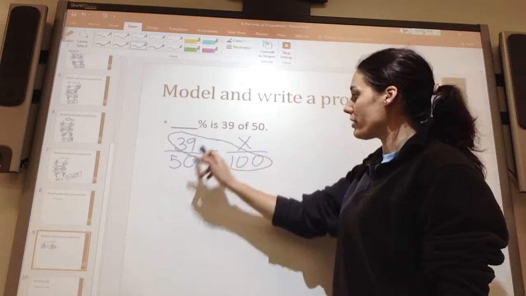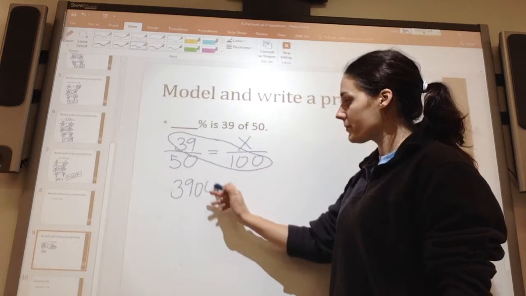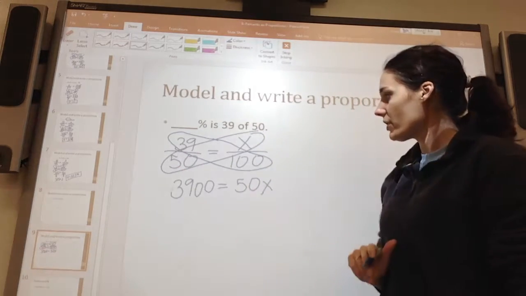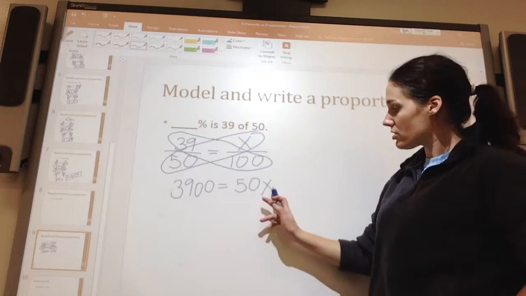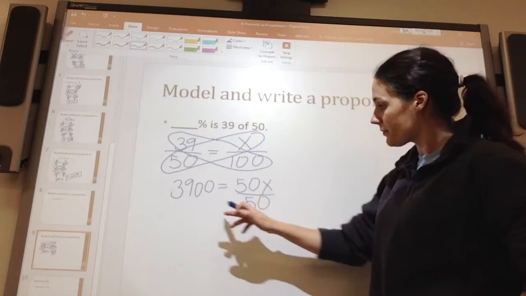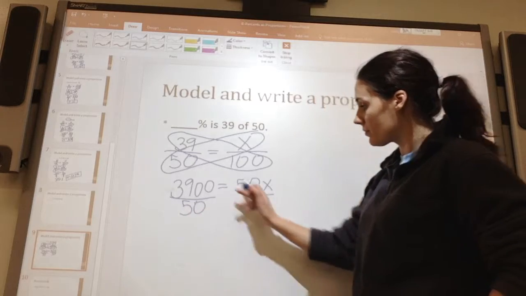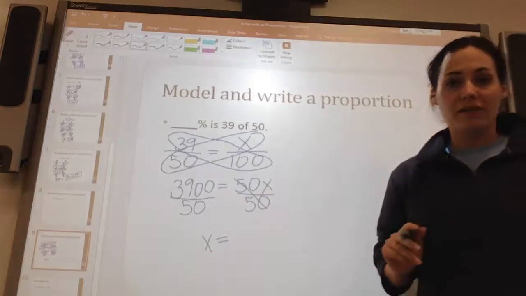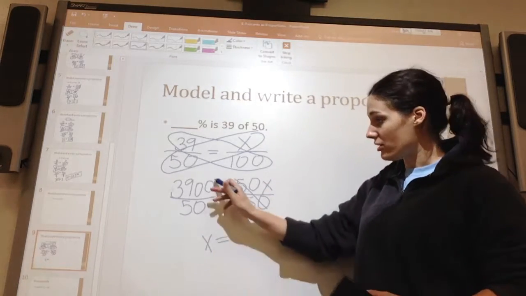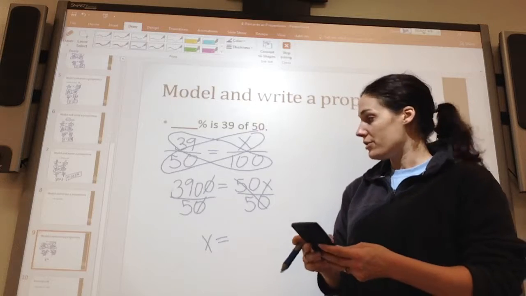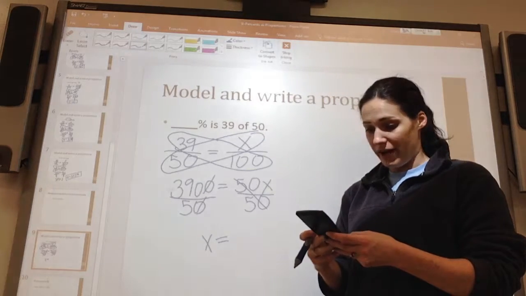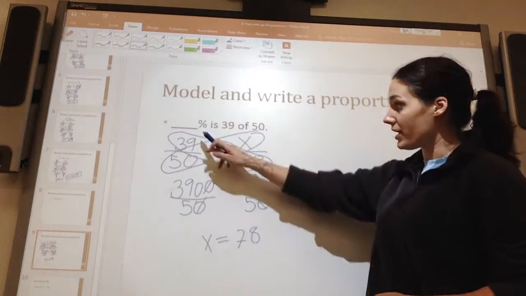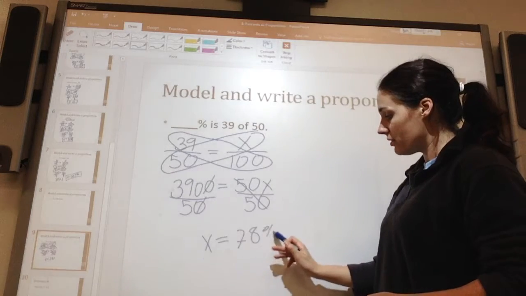So 39 times 100, that you should be able to do. 3900 equals 50x. So that's not too bad. So far, so good. Solve for x by dividing by 50. So I get x equals, and then you're going to need to take 3900 divided by 50. If you don't want to type everything in, you could divide these both by 10 and just do 390 divided by 5. Either way, you're going to get the same answers. You should get 78. And again, we're looking for percent, so it's 78%.